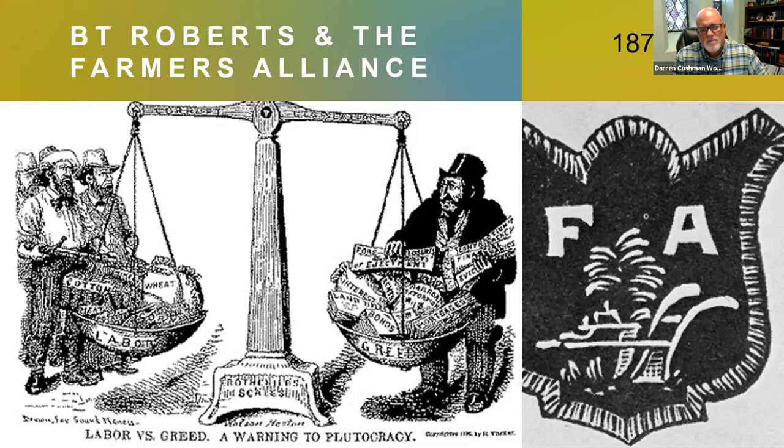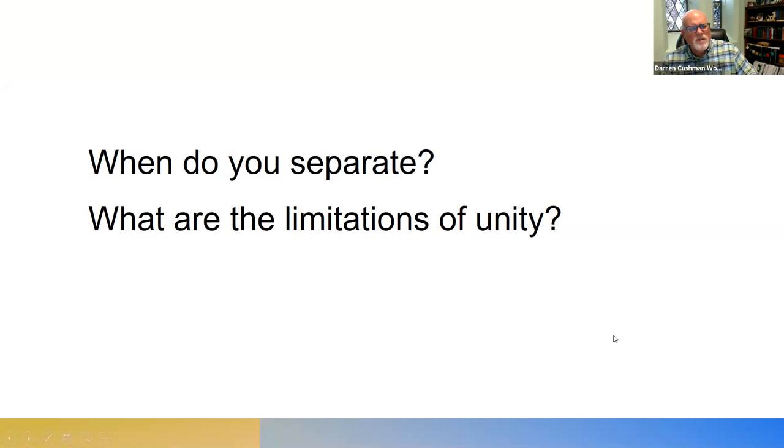So there is this kind of progressive populist roots around Free Methodism and their founder. Again, the emphasis on a church for the poor, a church of equality, and those sorts of things. So the issues that all this brings up that are with us, obviously, are: when do you separate? What are the limits of unity? And that's what they're wrestling with and what we're wrestling with today.